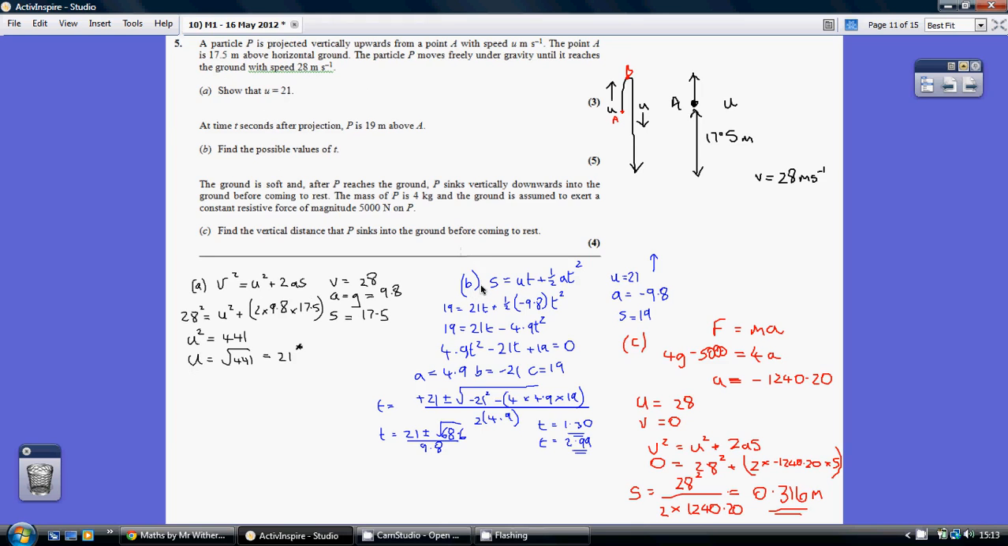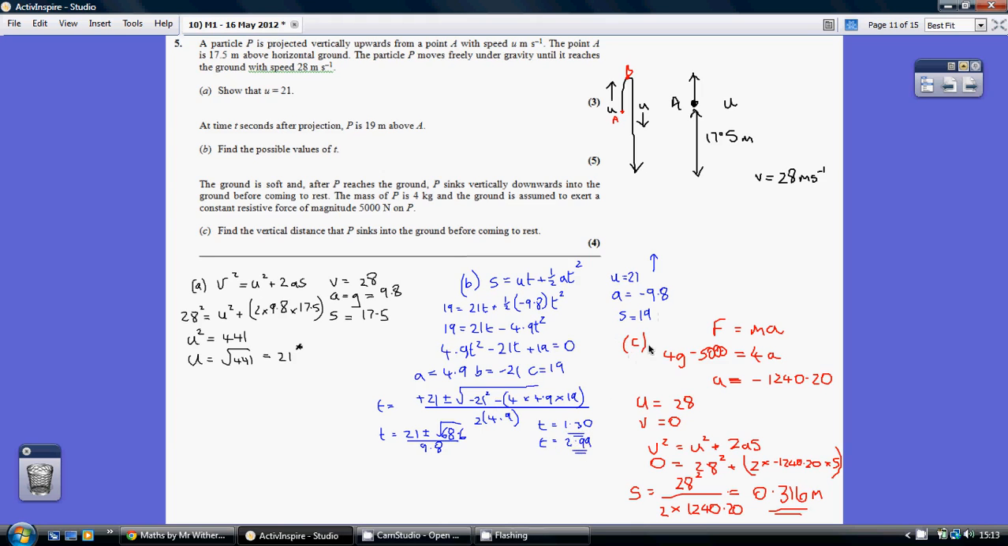Now for part B, now that we know u is 21, we just use another SUVAT equation, s equals ut plus half at squared. We're now considering it being thrown upwards here, so u is 21, the acceleration is minus 9.8, because obviously gravity is acting against us. The distance travelled is 19, so substituting that into the equation, we get this quadratic. This can't be factorised, so we have to use the formula to solve, giving us t being 1.30 and 2.99.